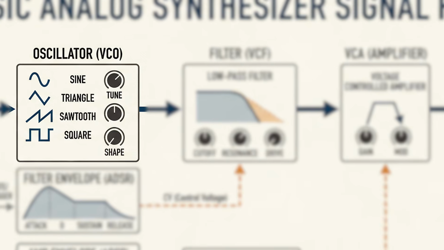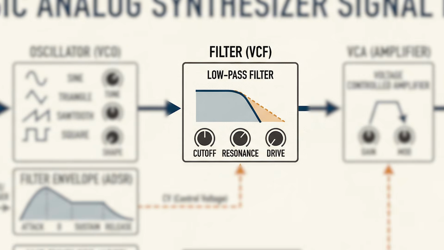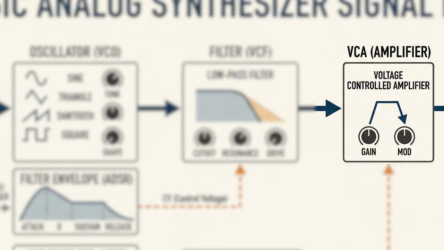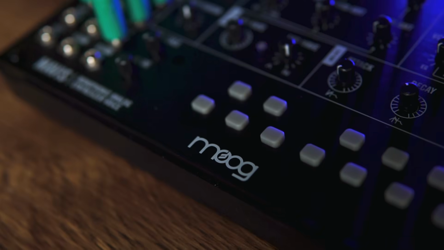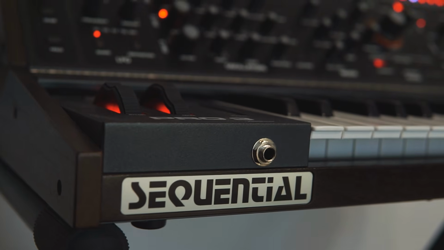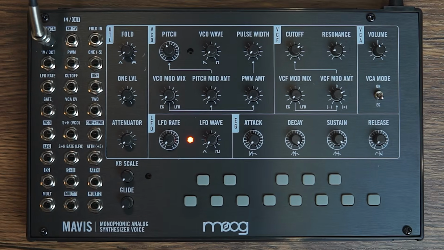So, the oscillator creates the sound, the filter shapes the tone, and the VCA controls the volume over time. That is called subtractive synthesis. And that's how basically every classic synthesizer works. Moog, Roland, Sequential, they all start here. And in the next videos, we'll dive deeper into synth to see what all the other knobs actually do.